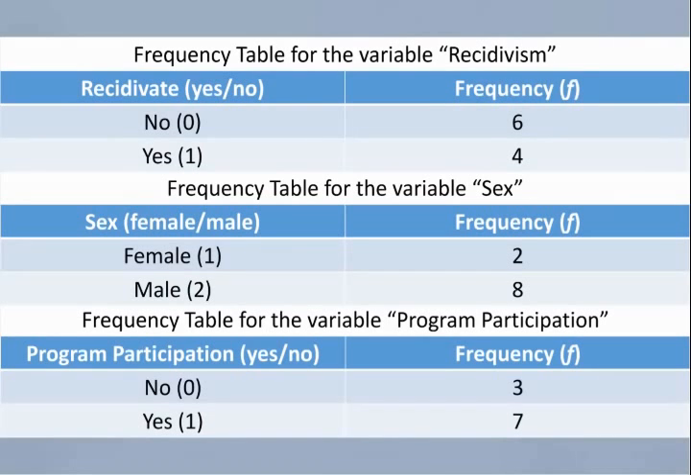And then finally we have program participation. So we see that 7 people participated in the program and 3 people did not. Right, so this is your standard frequency table. All we do is make counts of each of those categories, and that's the frequency, the number of people who were in each of those categories.